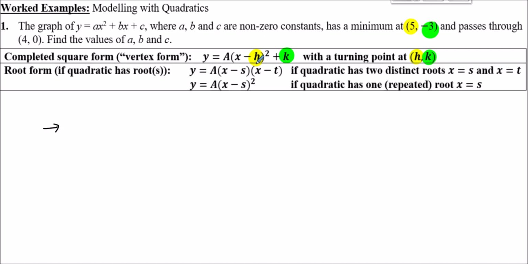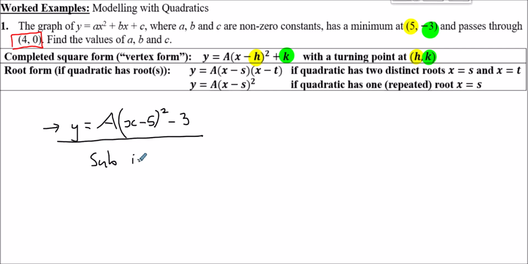And so we can just hijack this and use it to our advantage. So subbing in that h is 5 and k is -3, we can say that y equals some constant a. This might be 1, we don't know yet. a(x minus 5) all squared minus 3. Luckily for us though, we're told an extra point. We're told it passes through (4, 0). So based on this, we can now sub in that x is 4 when y is 0, or y is 0 when x is 4, whichever way you want to think of it.